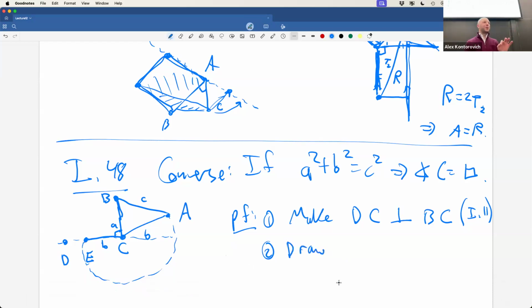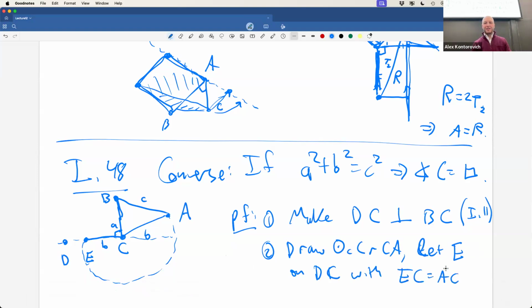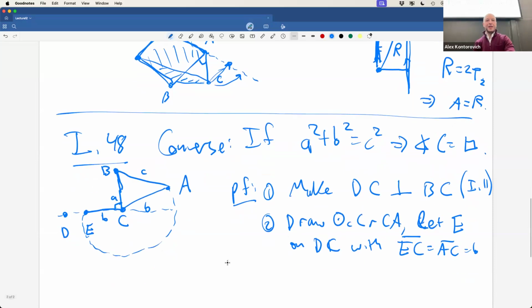I wasn't going to specify how you do it. I was going to say what you do, but sure, the way you would do it is to draw the circle with center C and radius CA. And let E be the point on DC with EC equal to AC. And AC is what I'm calling little b, so that's why I've marked this length as little b. Okay. Let me connect BE.